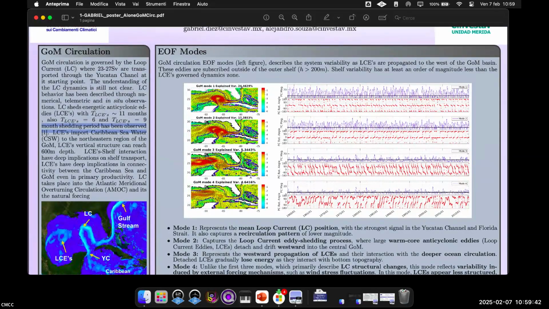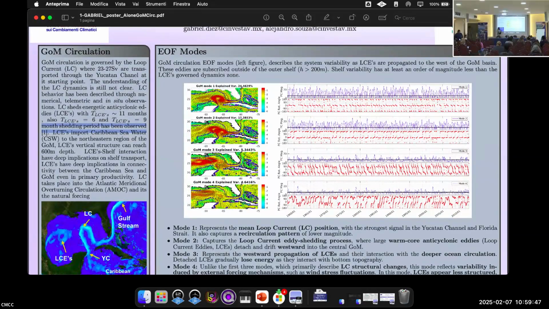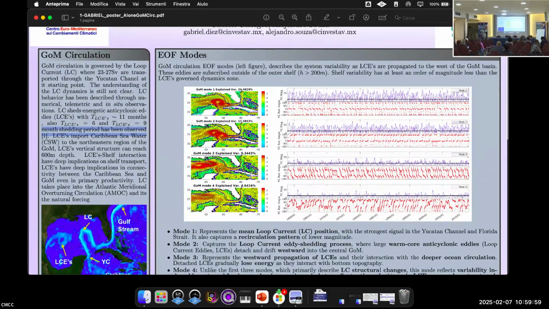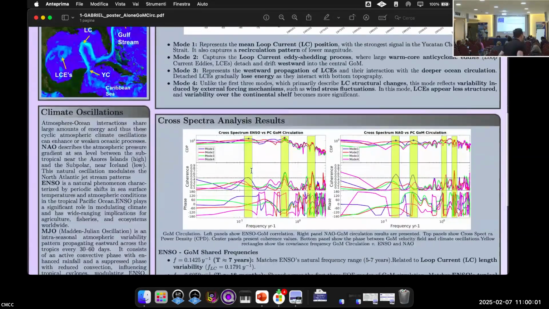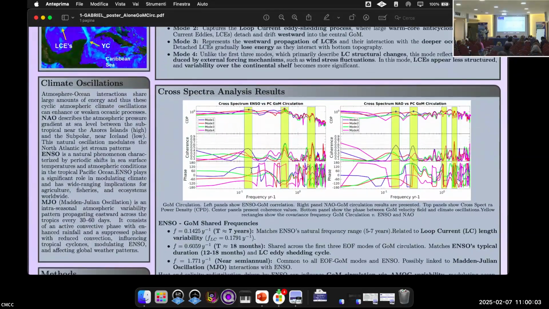So I decomposed the Gulf current circulation in 4 principal modes through the EOF components. And then for each principal component, which describes in time the variability of the circulation, I did a cross-spectrum analysis with the NAO and with the ENSO. So there are shared, significant correlations within several frequencies.